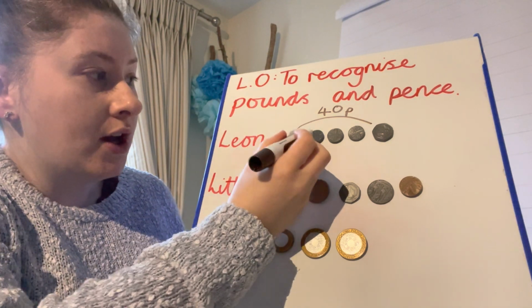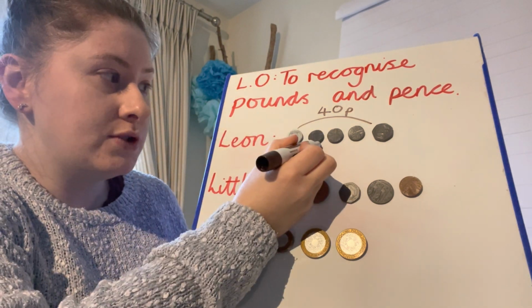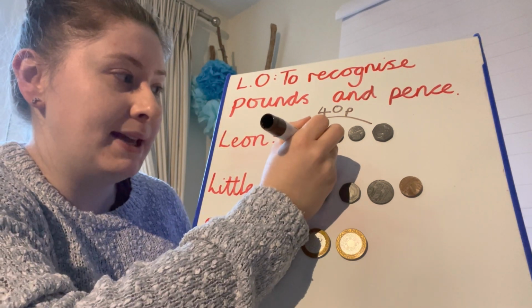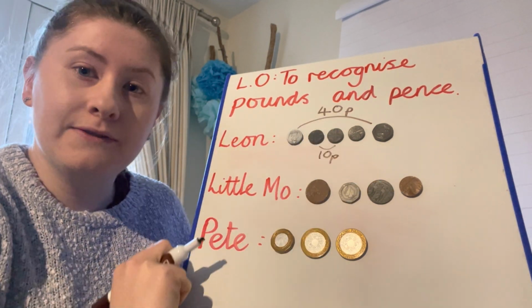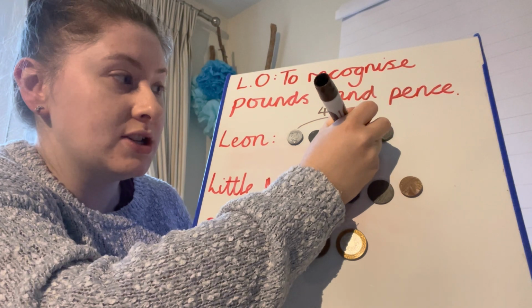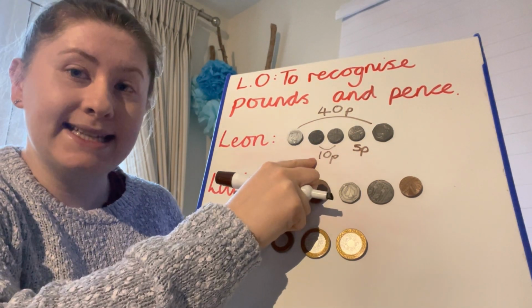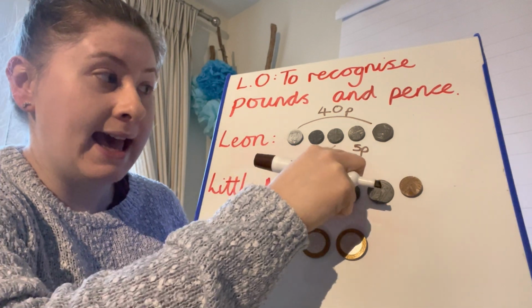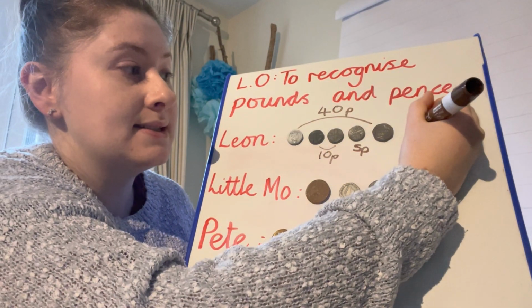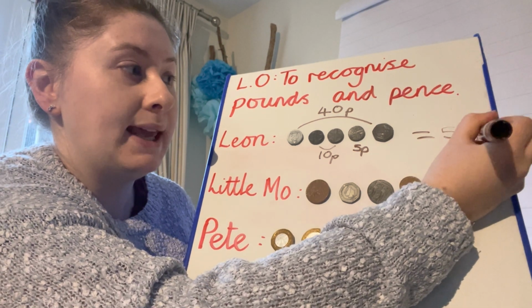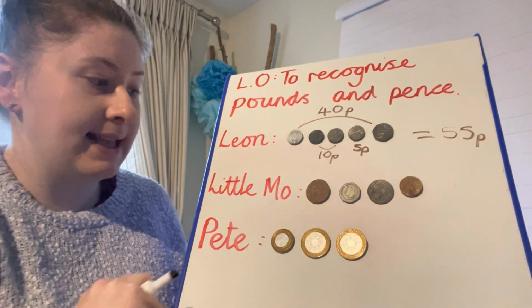And then I've got 2 5s. What do 2 5s add together to make? That's right, 10p. And I've got another 5p left. So actually, if I was to add all of those amounts together, 40 add 10p makes 50, add 5 makes 55 pence. So I'll put equals 55 pence, and I've got my symbol for pence there.